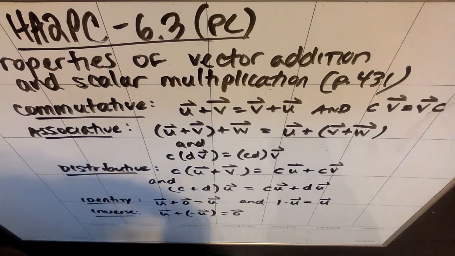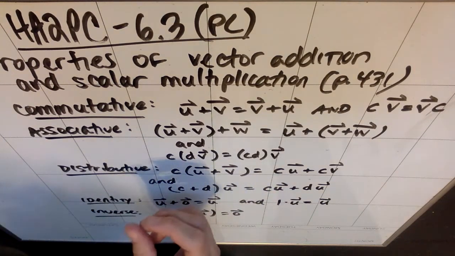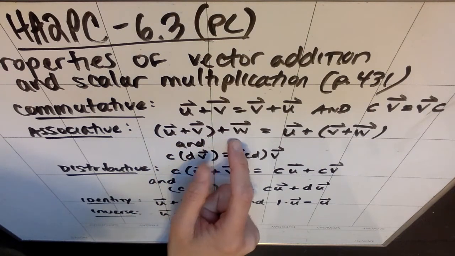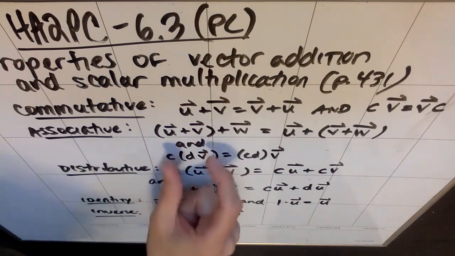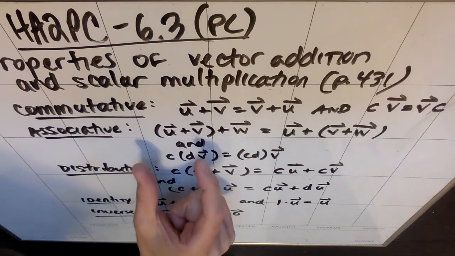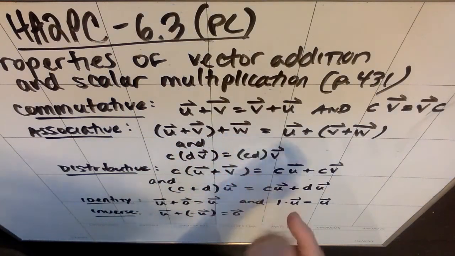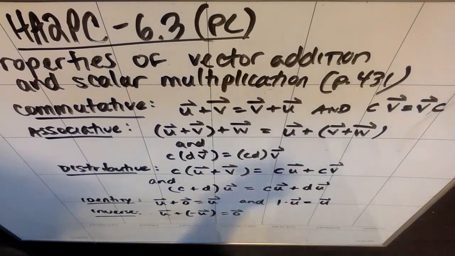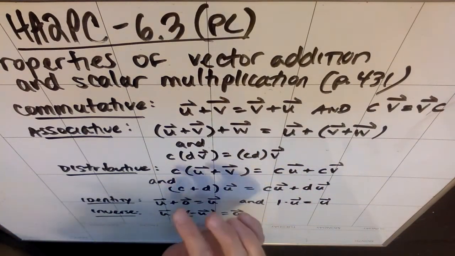Both of these actions are also associative, meaning that you can group them differently, right? So associative means that if I'm adding 3 vectors, u plus v plus w, I could either add u plus v first and then add w, meaning I associate u plus v together first and then add w, or I could have done v plus w first and then added u after the fact. Associative.